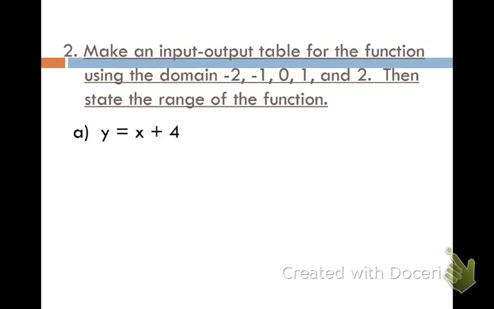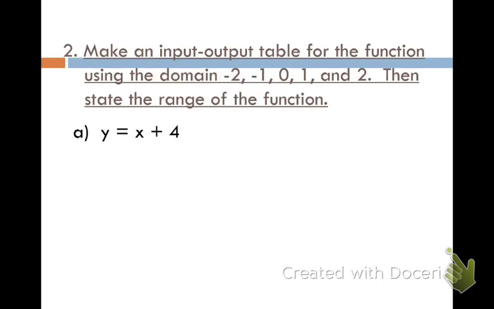Number 2, it asks us to make an input-output table for the function using the domains -2, -1, 0, 1, and 2. Do you guys remember when we talked about this domain? Look in your notes. Which one is the domain, the x or the y? X. The x, okay? That's something you're going to want to memorize. Know that your domain will always be your x. Then it asks you to state the range of the function.